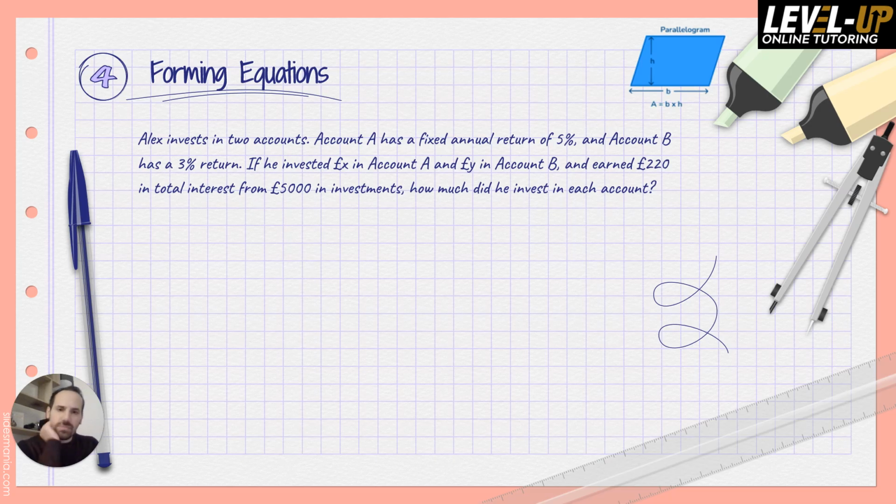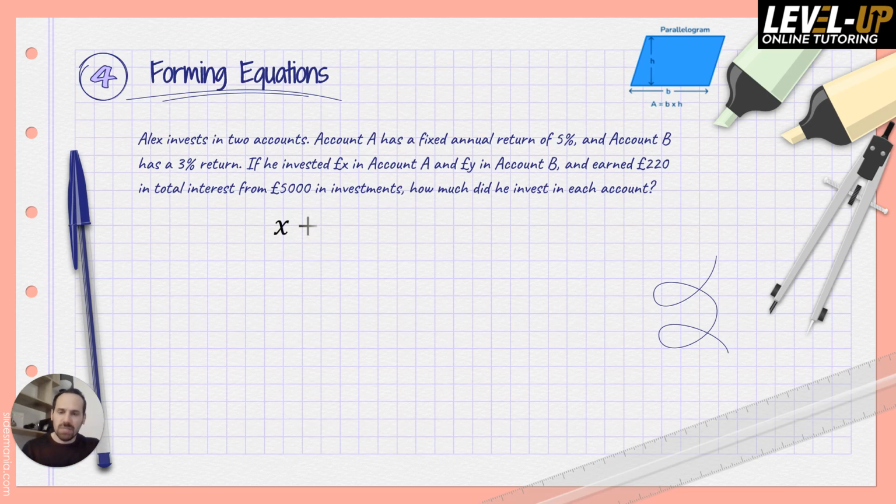So if it didn't tell you what your variables are, like here it's told you your variables are X and Y, that's what we're trying to solve for. But here it's asking how much did he invest in each account. Well, okay, then we could label that ourselves, say X in account A and Y in account B. So we need to form some equations of this. We've got 2 unknowns that we're trying to find. So straight away, that should be telling you this is a simultaneous equations problem. So we need to get 2 equations of our 2 variables, and then we can solve them.